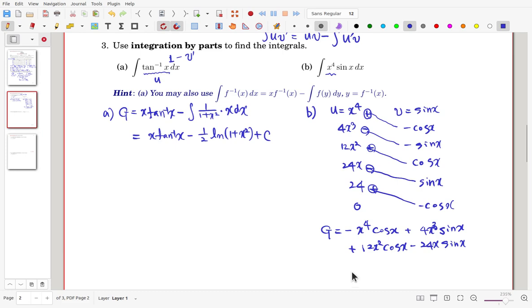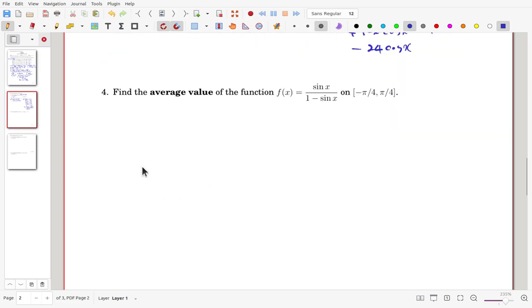Now the final one is the same as here, along with that negation, it will become negative, and then here there is 24 cosine x, right? So that's the antiderivative, and for this one, if you want, you can combine the cosine terms and the sine terms, okay? Okay, we'll go to number 4.